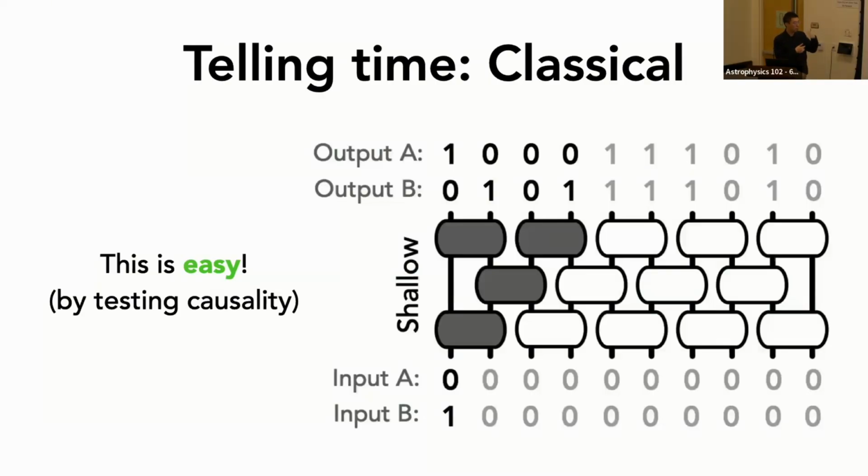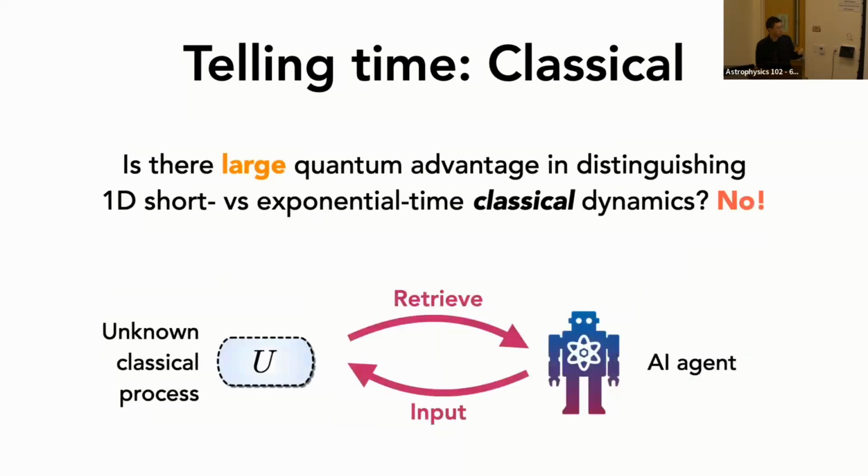Now you can look at the output classical state that comes out of the classical dynamics. When the time is short, like short time classical dynamics, this difference in the first bit will, due to the light cone effect, only cause the first few bits to differ. So if you look at the output, only the first few bits will be different. But when you have an exponentially long time dynamics that is generic and random, then the difference will happen everywhere. Hence, just by checking which bits are the same and which are different, one can efficiently tell apart short time versus long time classical dynamics, just by testing causality. So there's no advantage in this case because in a way, this is too easy.